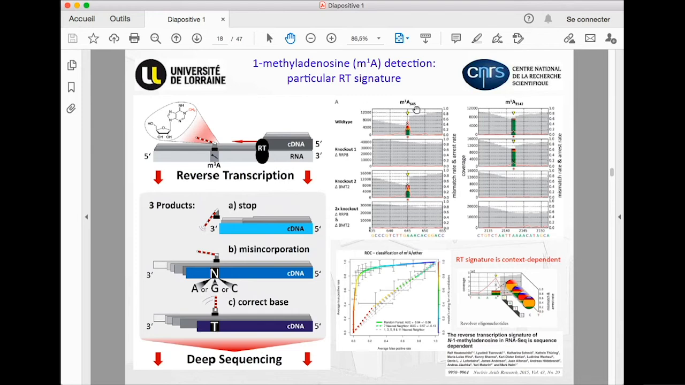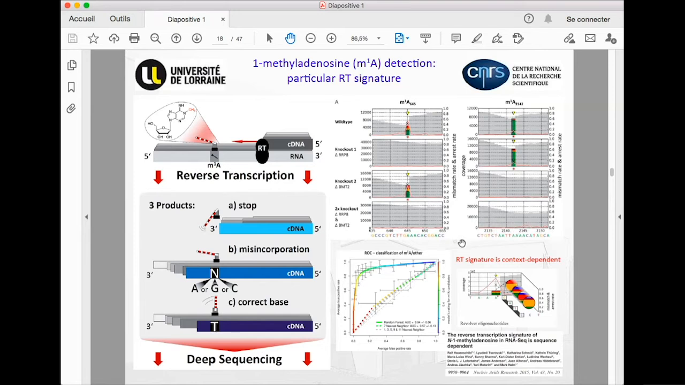So these graphs show the coverage in gray and the reverse transcription signature in colored bars, incorporation of different nucleotides at the place of two m1A residues present in yeast ribosomal RNA. The enzymes synthesizing these residues are known. So knockout of RRP8 or BMT2 will make one or the other m1A disappear in RNA. And of course, in a double deleted strain, both will not be visible.